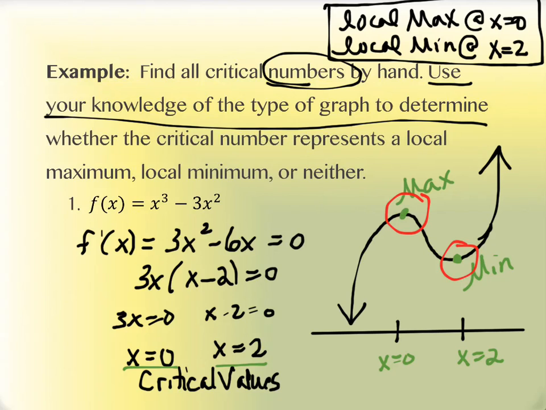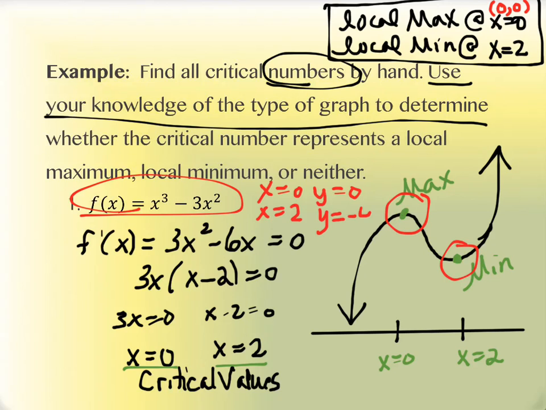So if we actually wanted to flesh this out a little bit more, describe this a little bit better, we could look at this and say, oh, look, if x equals 0, we actually get y equal to 0. So the ordered pair is 0, 0 up here, right? We've got a local maximum at 0, 0. And if x is equal to 2, can you figure out real quickly what the y value is? It's not 0. It's -4, yeah. So this is at the point 2, -4.